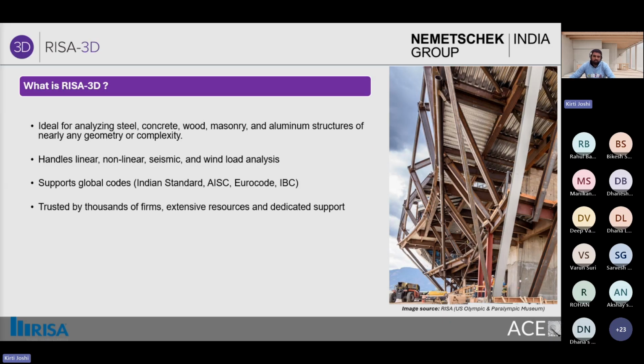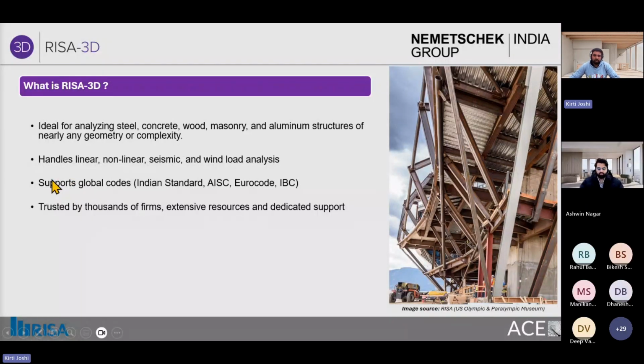So the biggest question is, can this software really handle the US design code? And the answer is yes. As you can see on the slide, RISA 3D is not limited to just steel. It can analyze steel, either hot rolled or cold formed, and also concrete, masonry, timber, or aluminum structures. Basically, structures of almost any geometry or complexity.